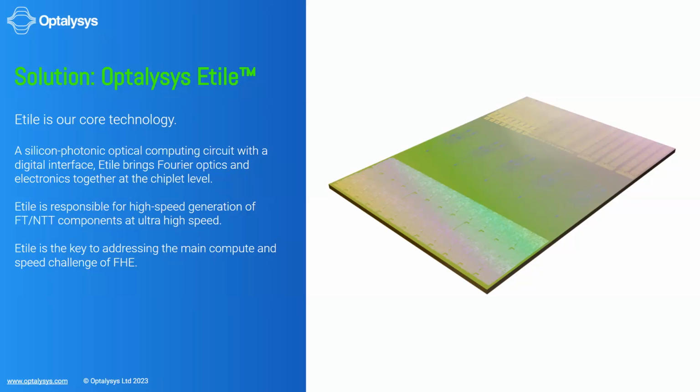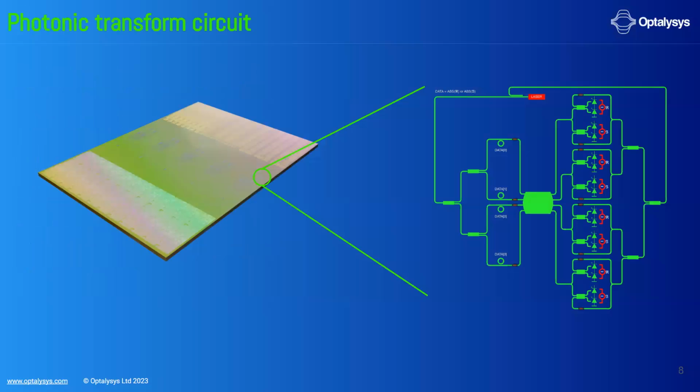However, given the speeds at which we can calculate, we can still use the same process that generates a fast Fourier transform to provide large, high-precision transform calculations in nanoseconds. That's what we're aiming for. So this is what I am referring to with regards to the photonic transform circuit.